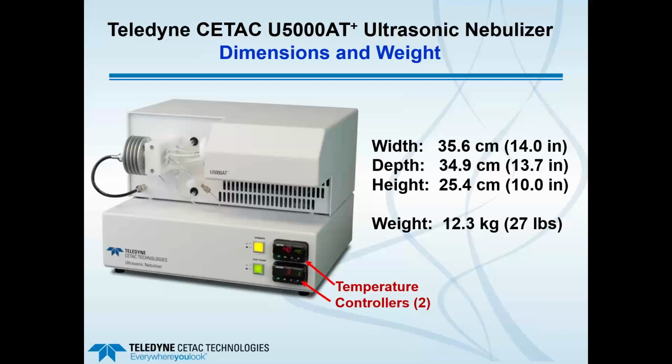I will mention the two temperature controllers on the front of the unit. Those are factory set at 140 degrees C for a heater and 3 degrees C for the electrothermal condenser. The higher temperature, of course, is used to keep the generated aerosol in a vapor phase. 3 degrees C, just above the freezing point of water, is used to condense out excess sample solvent to ensure plasma stability.